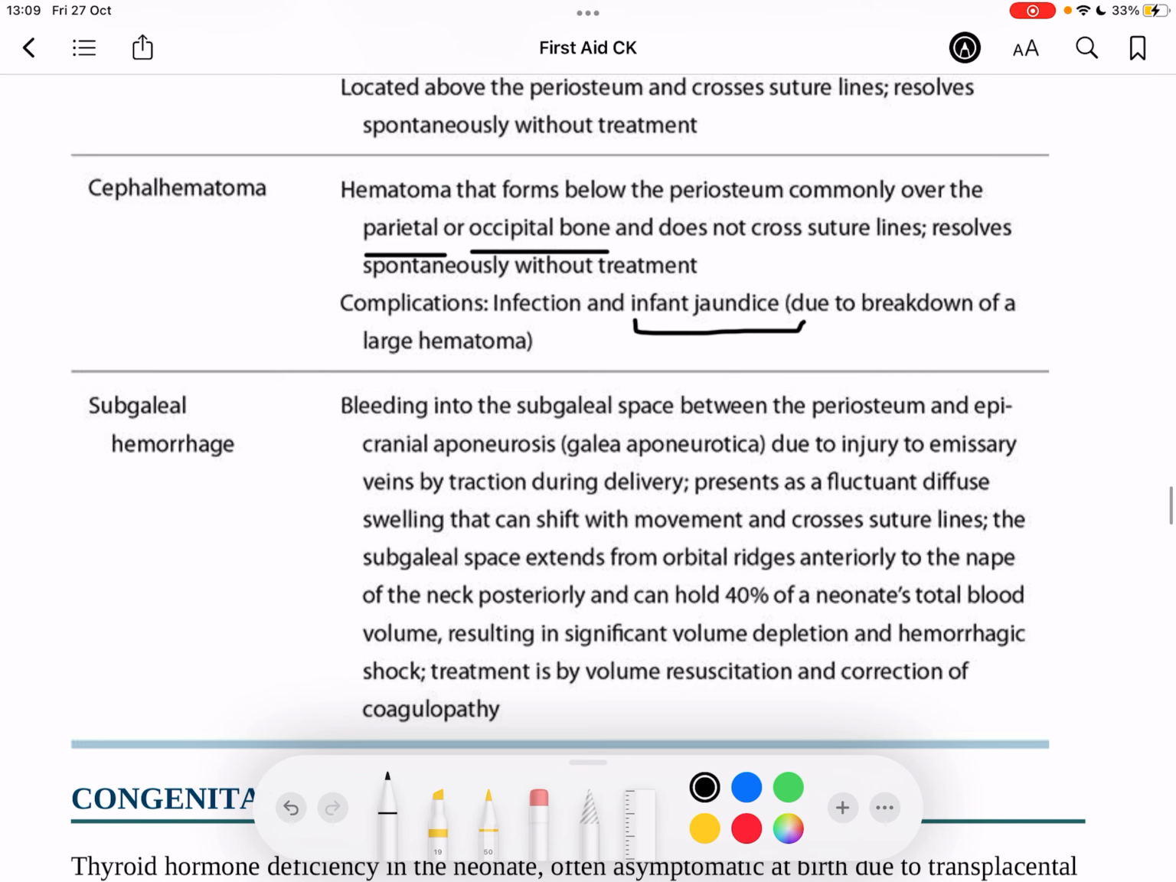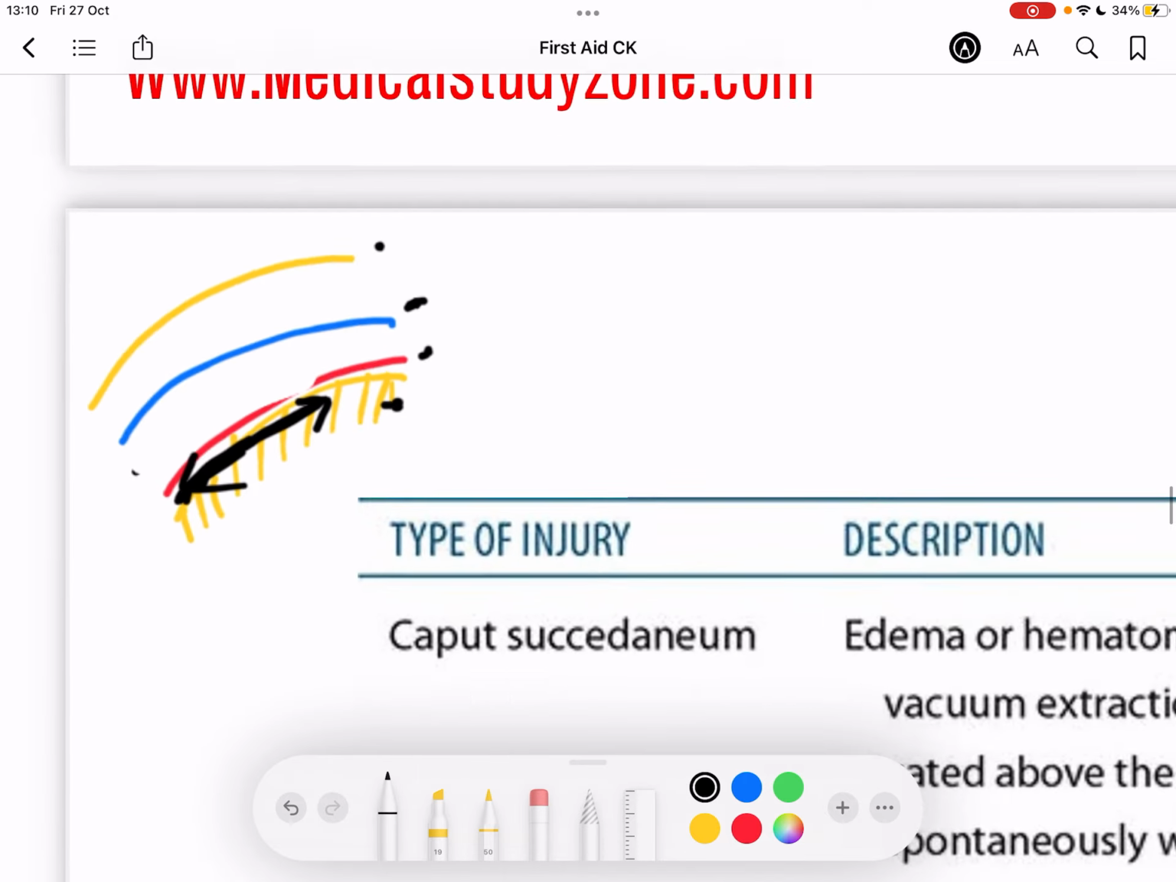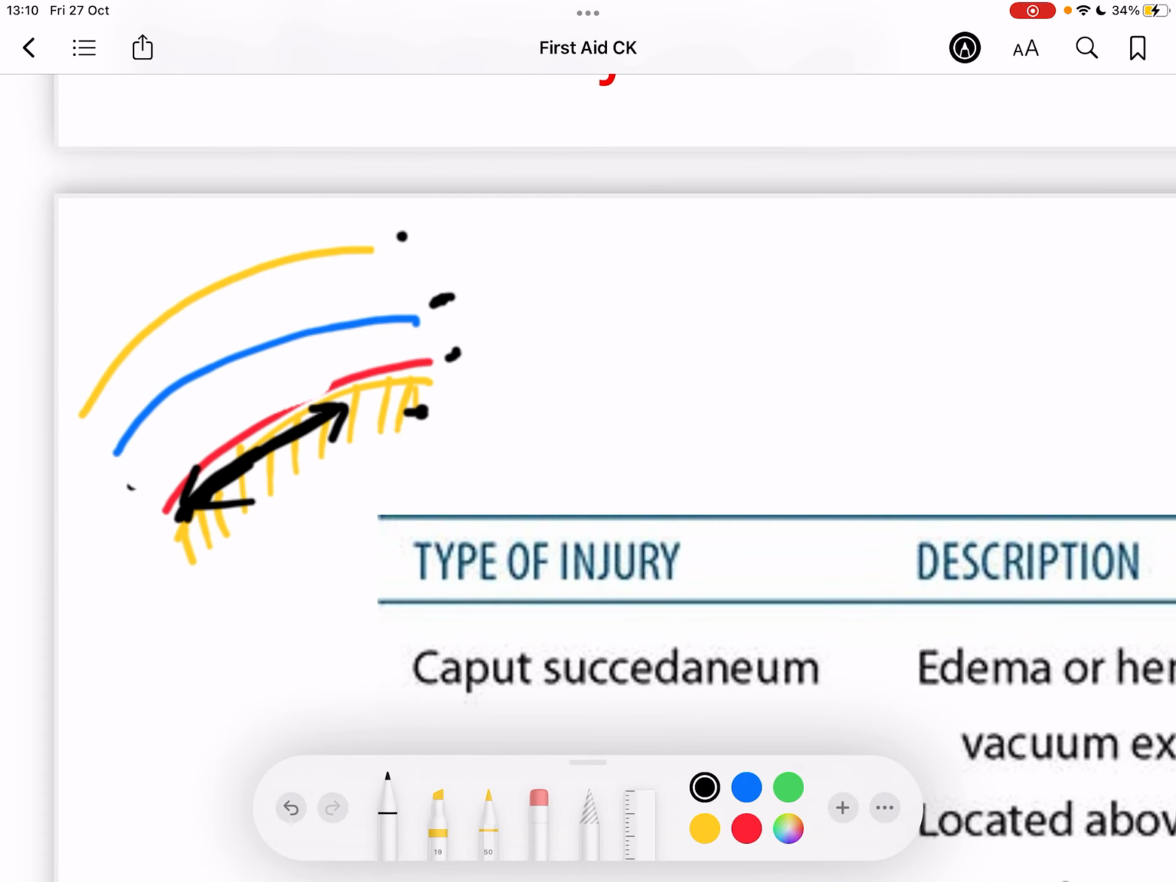And then the most important one to remember is the subgaleal hemorrhage. So this is bleeding into the subgaleal space between the periosteum and the galea aponeurosis, okay? So it's between these specific areas.